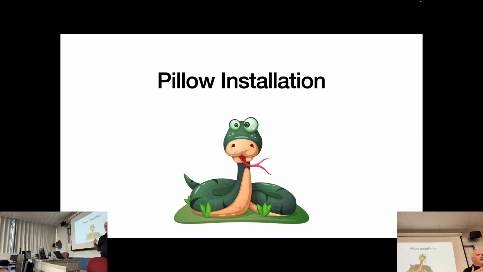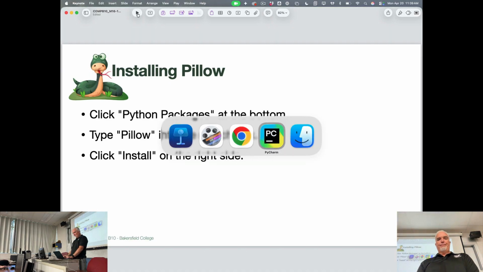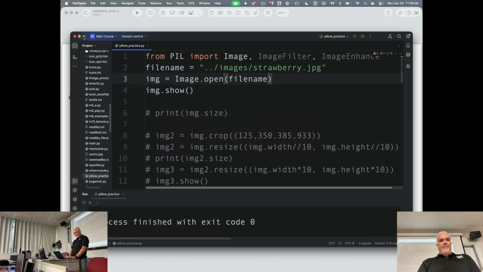Before we can start with actually modifying images, the machine that you're working on needs to have the Pillow library installed. So let me show you how to do that. But basically, it's a three-step process. You need to go into your Python packages, and you're going to type Pillow into the search box and then install. So let me show you the steps. It's not too hard.